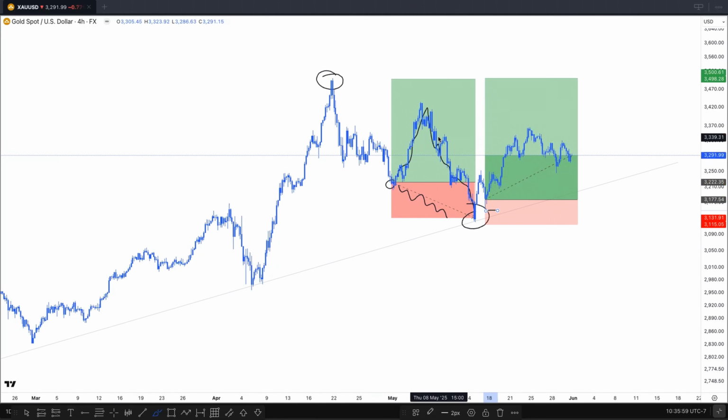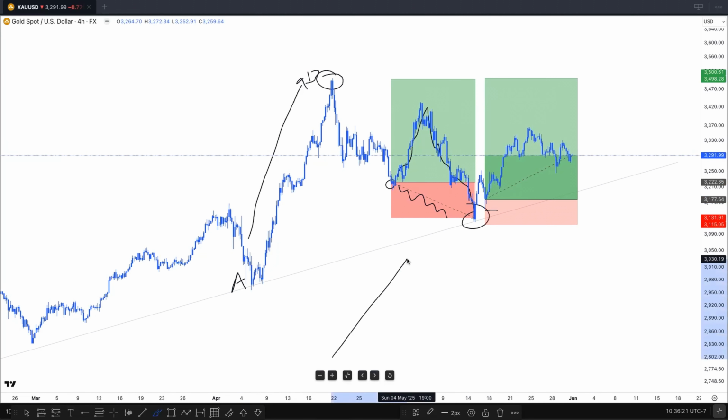So this pullback, the reason I use this is because if you're looking at this pullback, you had an impulsive move to the upside right here. So you had price moving from point A all the way to point B. And let's use this piece right here as an example. If you're trading from point A to point B, then you're waiting for pullbacks to come in. So this is how I look at prices. If you have an impulse, then you wait for a correction, and then you look for an opportunity to buy again to the upside.